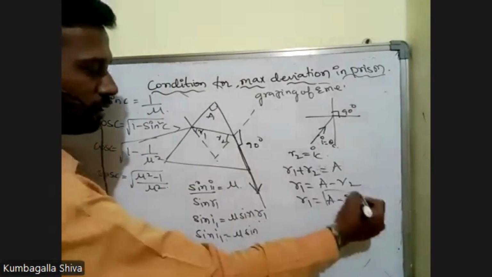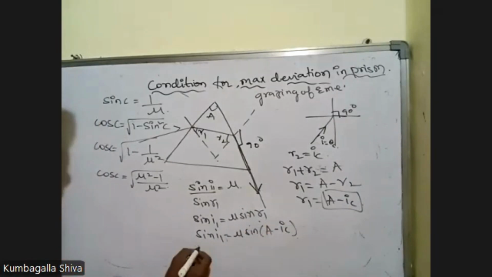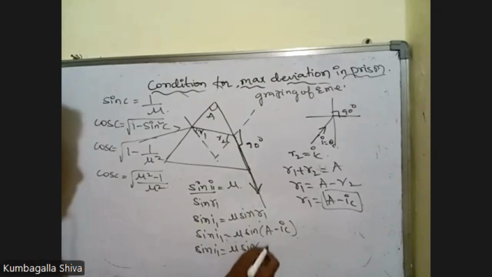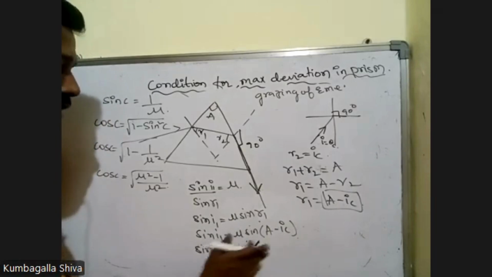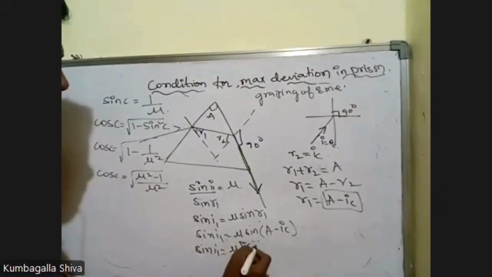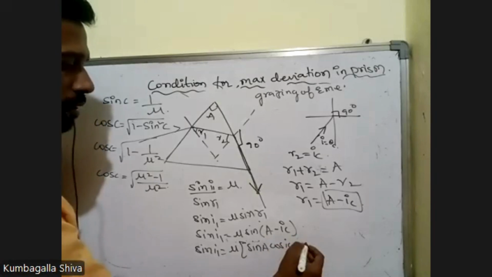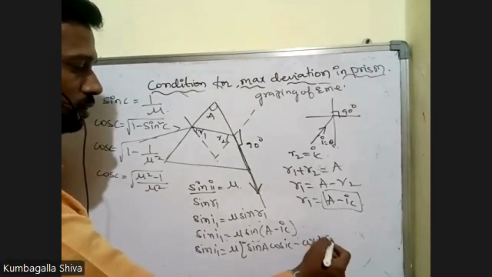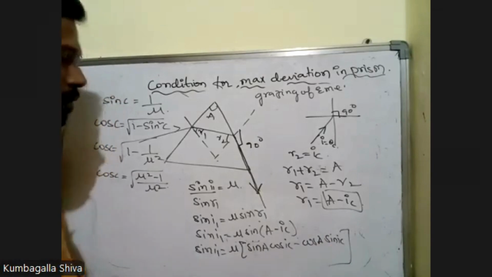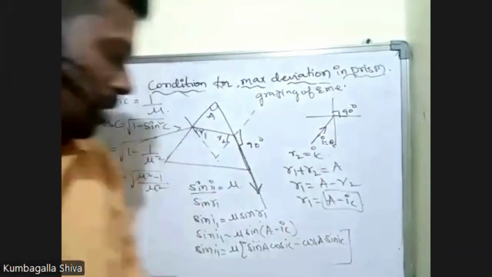We have the relation R1 is equal to A minus IC, so sine I1 is equal to mu times sine of (A minus IC). Sine of A minus B is what? We have the formula sine A cos B minus cos A sine B. That is the general formula, and that is the formula I have applied here.